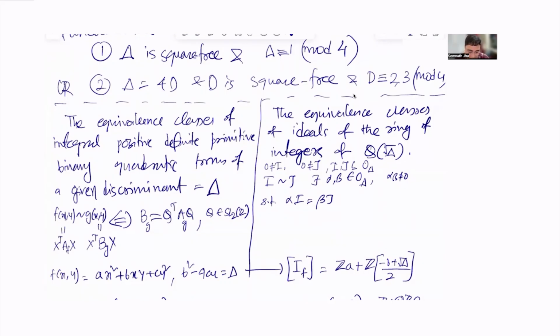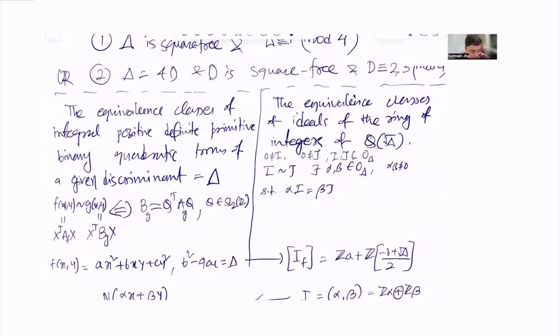Non-zero ideals I and J in O_delta, and I is equivalent to J if there exist alpha, beta in the ring of integers, both of which are non-zero, so that alpha times I equals beta times J. Then on the binary quadratic form X square plus BXY plus CY square, with B square minus 4AC equal to delta, you send it to I_f, the ideal generated by A and (minus B plus root delta)/2.